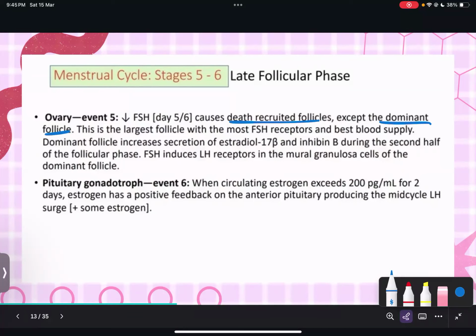The growth of this follicle will secrete even more estrogen, or what we know here as estradiol 17 beta, and inhibin B. Why? Because we still want to inhibit the FSH release. However, the FSH will induce the LH receptors because we want the growth. LH will help with the growth of this dominant follicle. This keeps on going until the estrogen exceeds 200 pg per milliliter for 2 days. This is what brings about the positive feedback and increases the LH and the FSH. This is what brings about the LH surge, as we said.